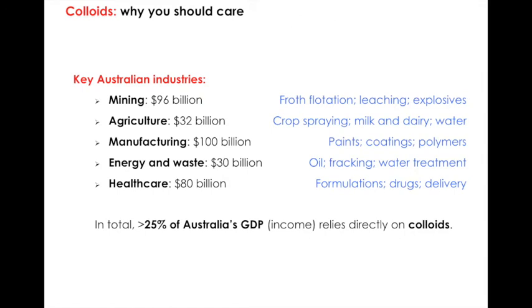Now, in Australia, we're particularly beholden on colloidal systems. I've highlighted here just a few key Australian industries that use colloids as their core business. In the mining industry and mineral processing, we have froth flotation, leaching and emulsion explosives, all of which are core colloidal systems which the mining industry relies on in order to make their products and do their business. Agriculture, things like crop spraying, milk and dairy, water treatment, water use, all of those are colloidal processing systems. Manufacturing industries, energy, waste, healthcare, etc. So we can see that a vast proportion of Australia's economy really relies on colloidal systems, and given the examples earlier, that shouldn't really be a surprise to you.